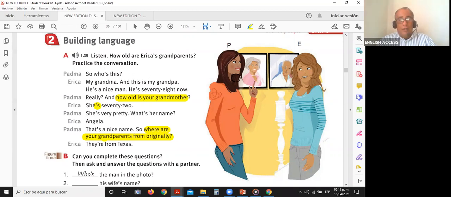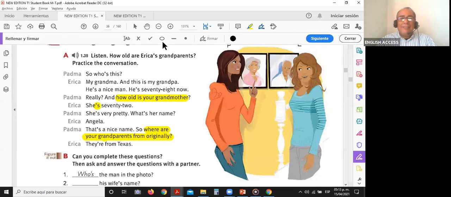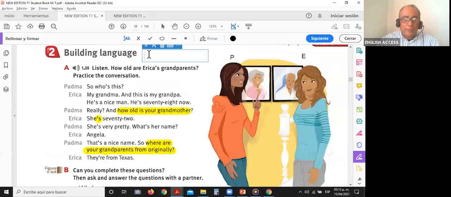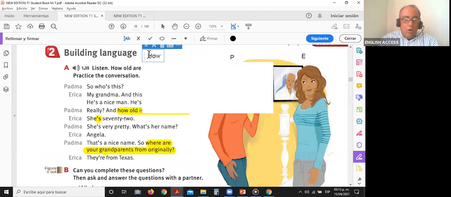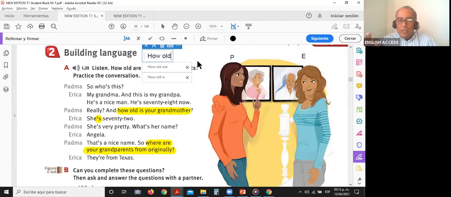My grandma. And this is my grandpa. So these are the grandparents. He's a nice man. He's 78 now. How old is Erika's grandfather? Fatima, Francisco, Carolina, how old is Erika's grandfather? This is the question. Exactly. How old? This question is to ask about the age. Okay? It's about asking the person's age.